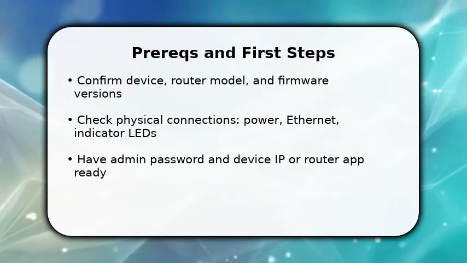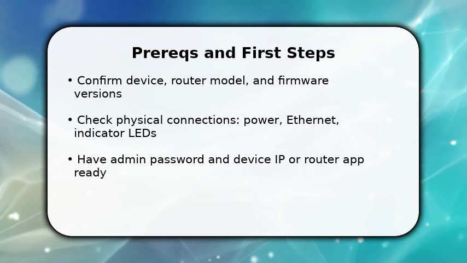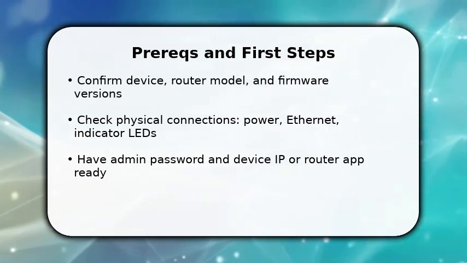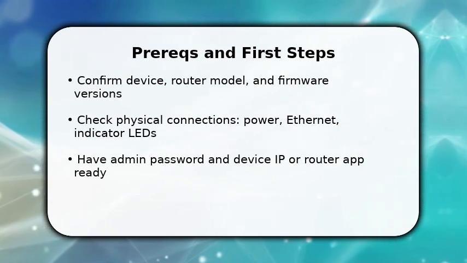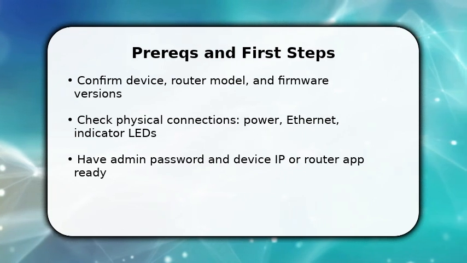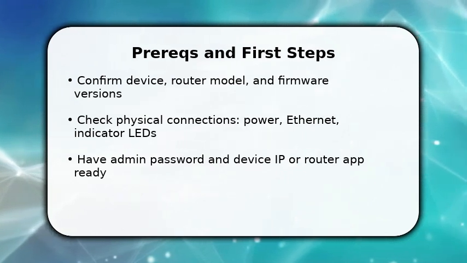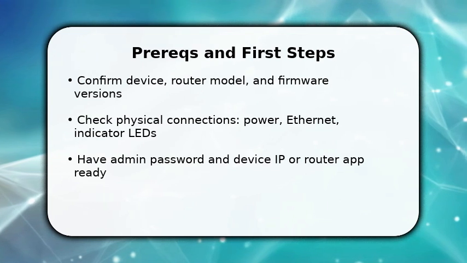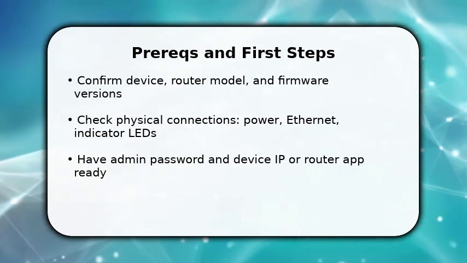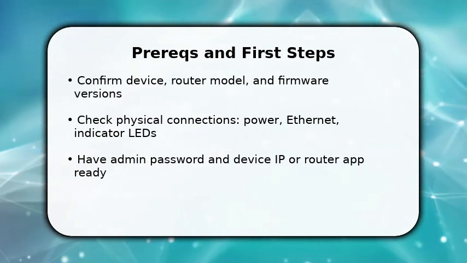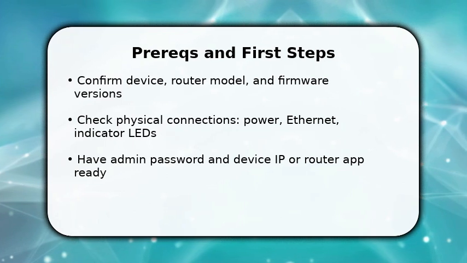You start by confirming basics: device type, router model, and firmware so you know which fixes apply. Next, inspect physical connections and LEDs. A loose cable or amber light tells you something specific. Once done, log in with the admin password or open the router app and note the device IP. Make sure the device itself has Wi-Fi enabled and airplane mode off. These checks quickly eliminate common causes and let you move to targeted troubleshooting.